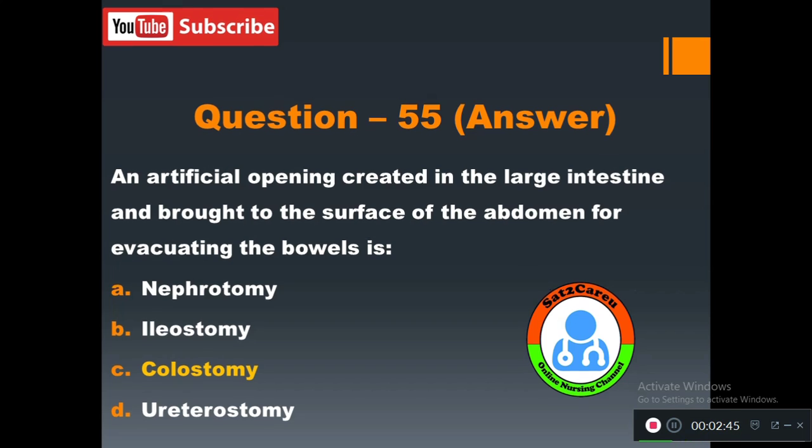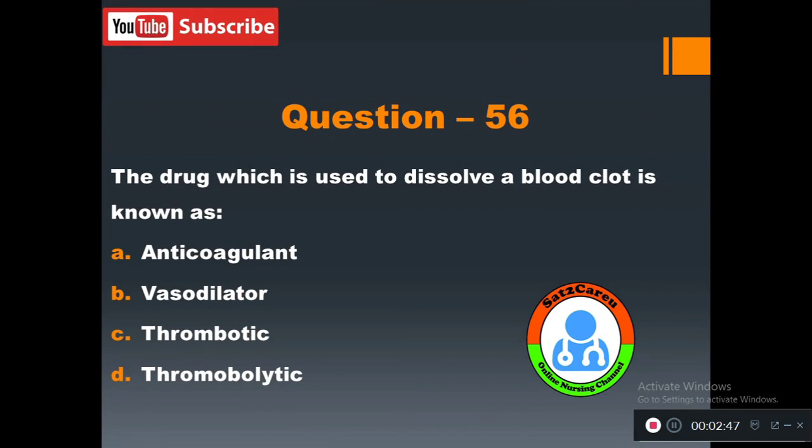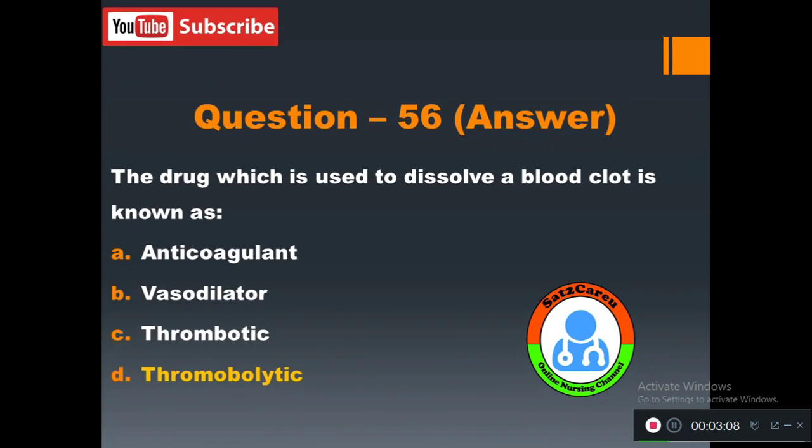Question number 56. The drug which is used to dissolve a blood clot is known as option A, anticoagulant, B, vasodilator, C, thrombotic, and D is thrombolytic. The drug which is used to dissolve the blood clot is known as, the right answer is thrombolytic.